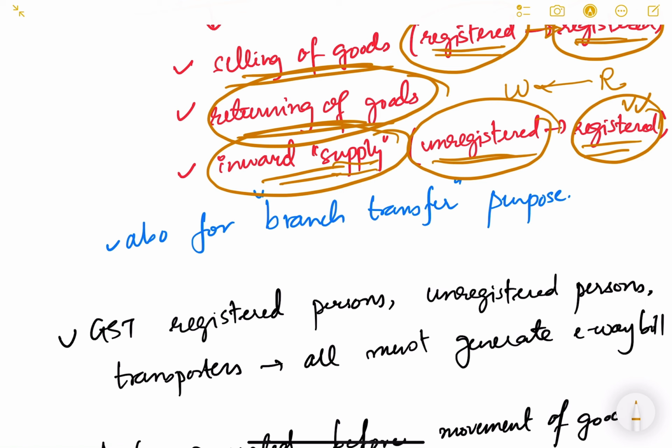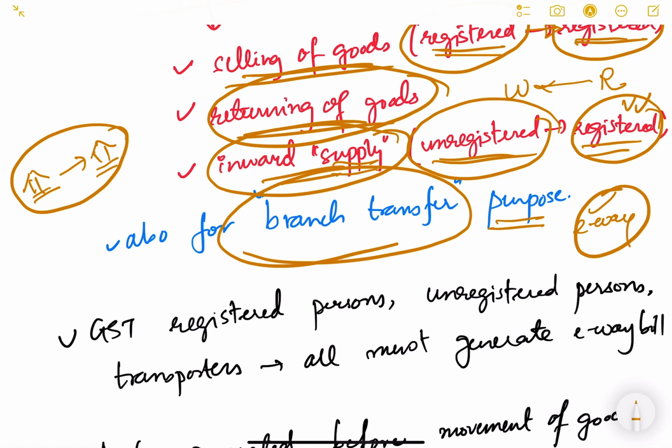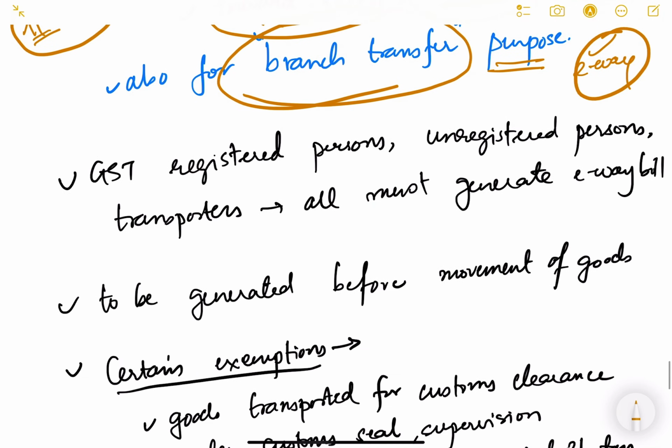EWay bill also has to be generated for branch transfer purposes. As I have told you in the previous video, on warehousing and consolidation, there may be a branch transfer, for example from one warehouse to another warehouse, where one company is transporting its own goods. For that purpose also they have to generate the EWay bill. So these are the conditions.